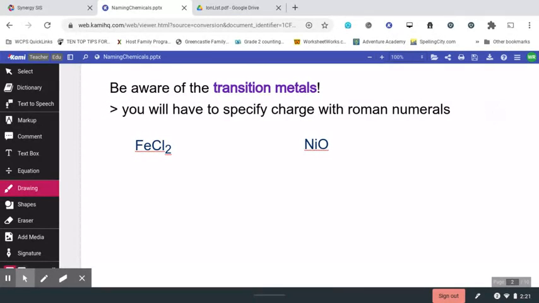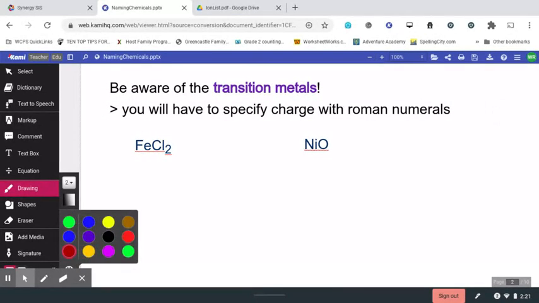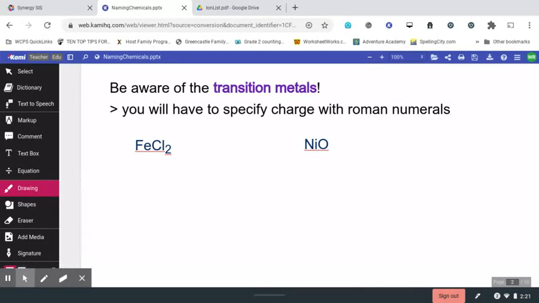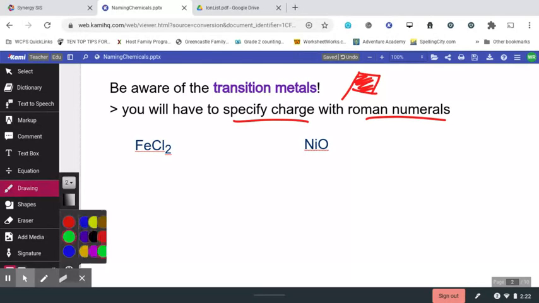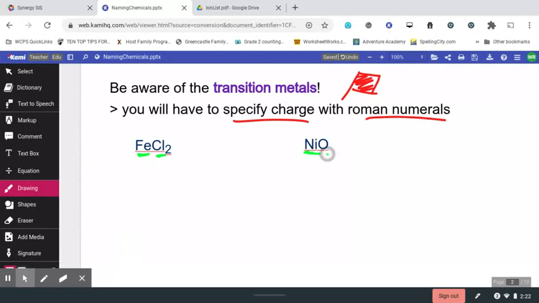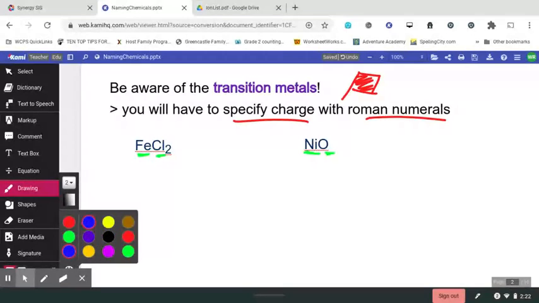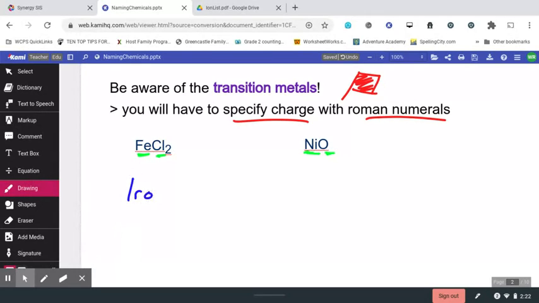Just be careful when you see transition metals. When you see transition metals, they should be a red flag for you. There's our red flag, because what you've got to do is specify the charge using Roman numerals. So you're still going to treat this like a normal binary ionic chemical. You name the first element normally, so we've got iron, and Cl, chlorine, becomes chloride.